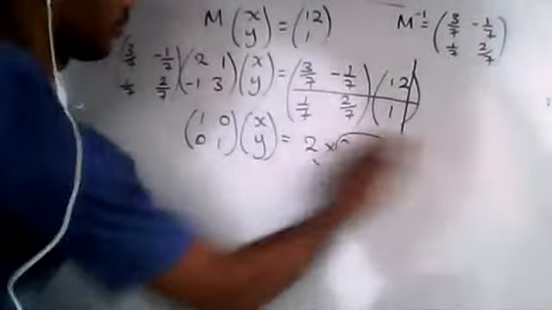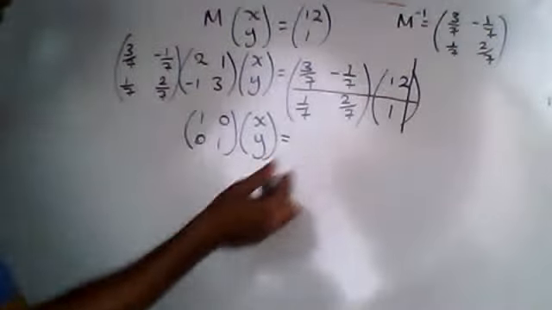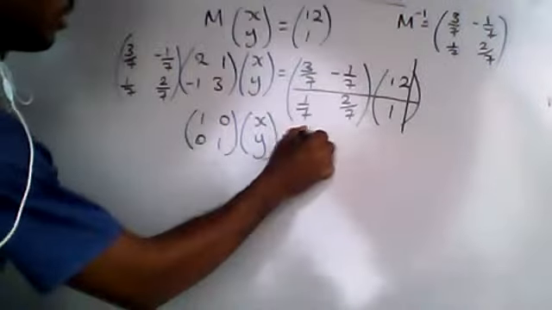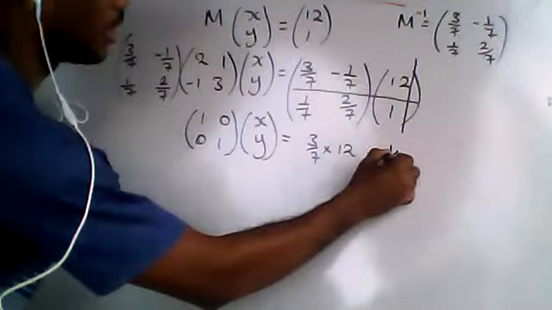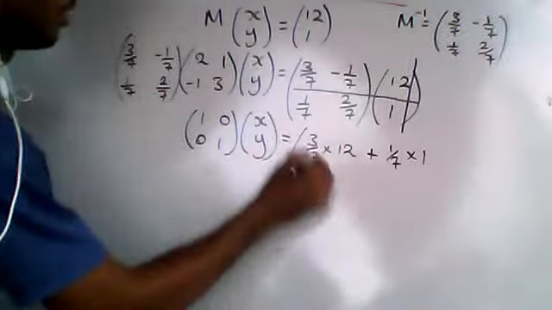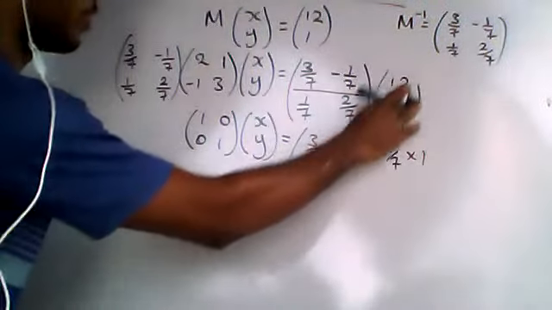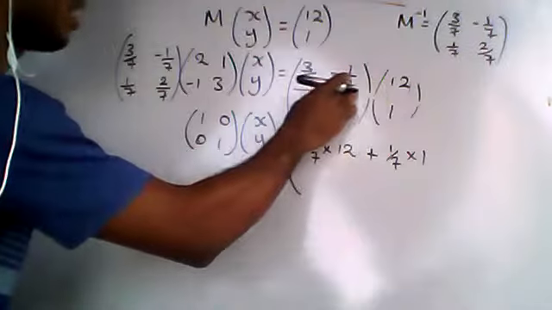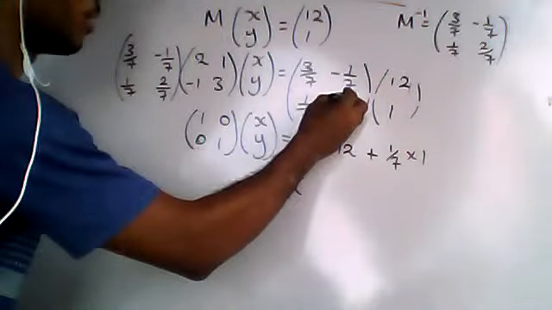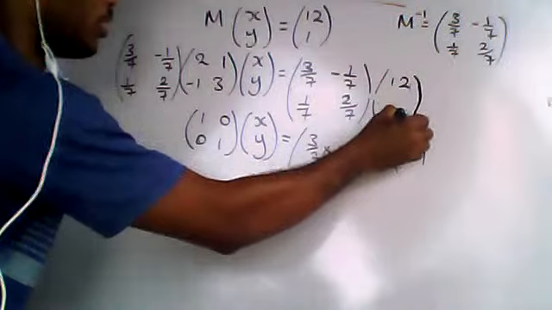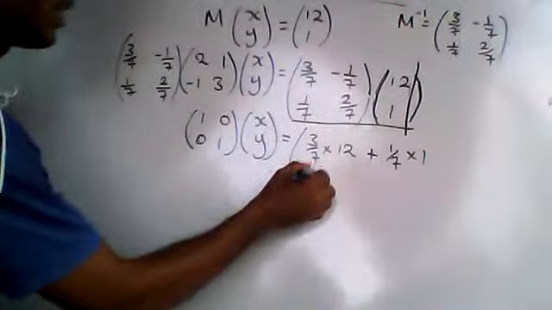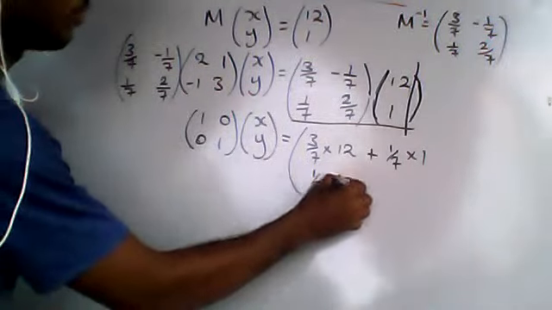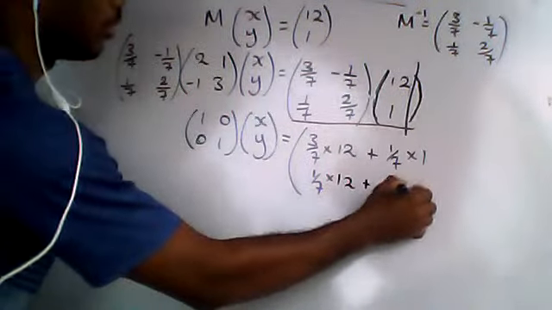So let me take this out. Remember, I need everybody to understand what they're doing. So we're multiplying first with first, second with second. So we're going to multiply 3 over 7 multiplied by 12 plus negative 1/7 multiplied by 1. Then we're finished with the first row and the first column. We don't have another column to multiply the first row by, so we just move on to the second row, first column. So it's 1/7 times 12 plus 2/7 times 1.